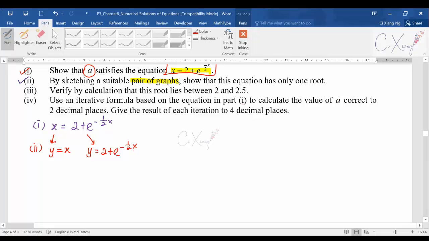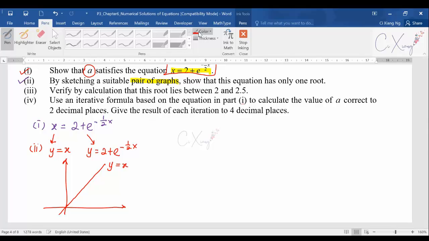Alright, so the graph y equals to x is very easy to sketch. So this is the graph y equals to x. And then if you want to sketch y equals to 2 plus e power negative half x, how can we do that? First of all, you should know how to sketch e power x first. The basic graph of e power x will be something like this.